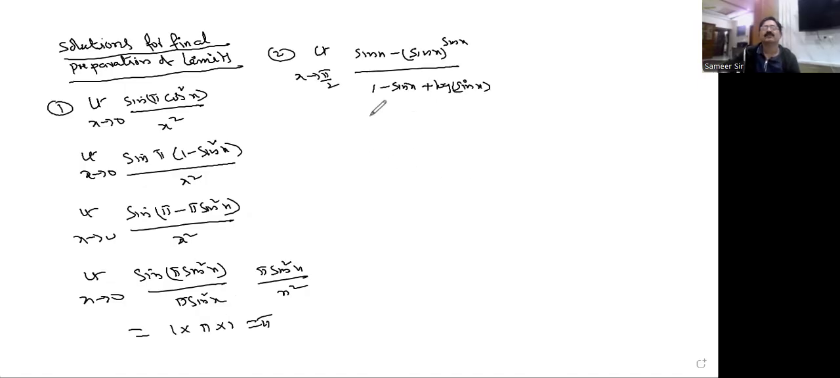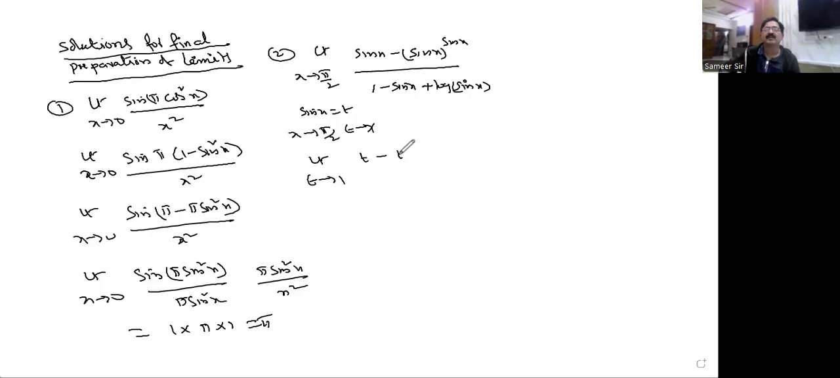The second one. When you substitute pi by 2 in this question, what will we get? 0 by 0 form we are getting. But you remember, directly we should not differentiate this type of problem. Directly we should not use the L'Hospital rule. Some changes are required. What are the changes here? I want to take sin x is equal to t now. The moment I take sin x is equal to t, as x tends to pi by 2, t tends to 1.